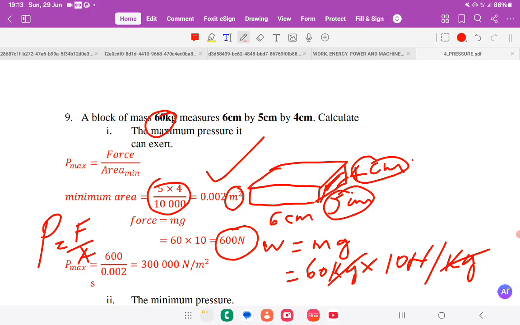So our force is 600 newtons, and our area is 0.002. So if you do your calculation correctly, you should be able to get 300,000 newtons per square meter. This, remember, again, is the same as 300,000 pascals. Okay, you can write the unit like that.